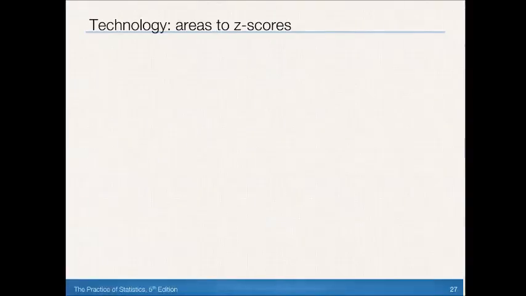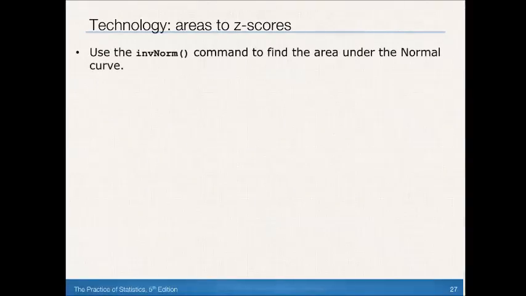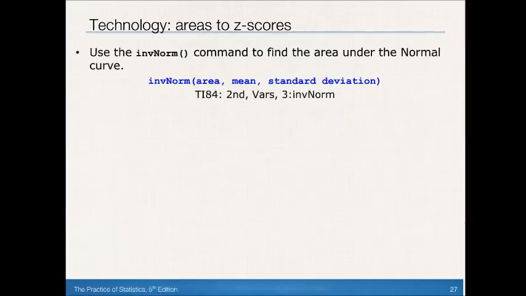So on your calculator, we have a function called inverse norm. This is the inverse of the normal distribution, which means that it's going to give us the z-scores. It's not really clear on the name, but neither was the other one. You just have to know the difference between the two. The parameters are area, the mean, and the standard deviation. On a TI-84, that's 2nd, VARS, and number 3 will give you the inverse normal. And on the Inspire menu, 6 stats, 5 distribution, 7 inverse normal.